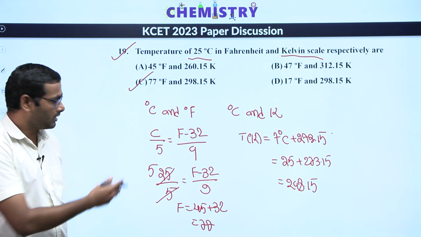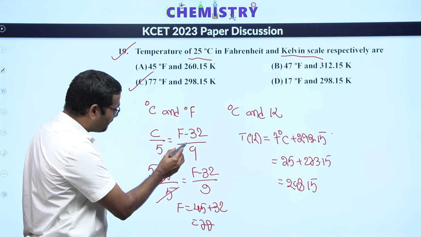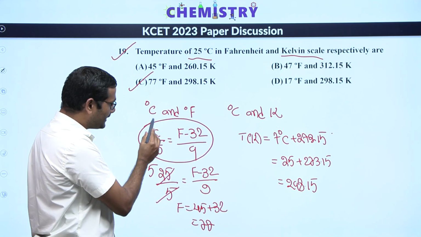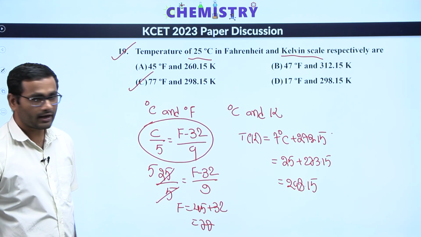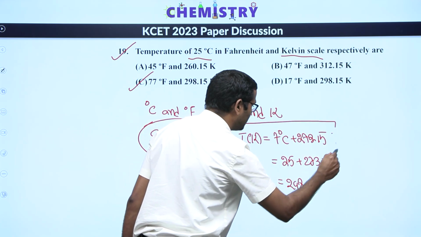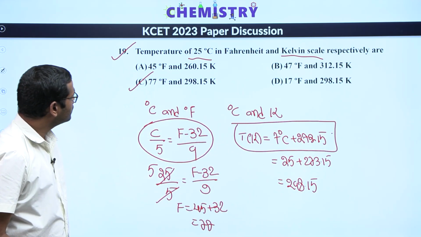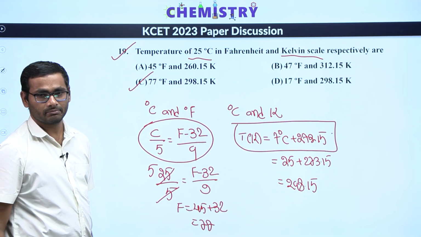This is just a basic school level question. C by 5 equals F minus 32 by 9 is the relation between degree Celsius and Fahrenheit. Now this is the formula between Kelvin scale and degree Celsius. So the answer to the 19th one is C.